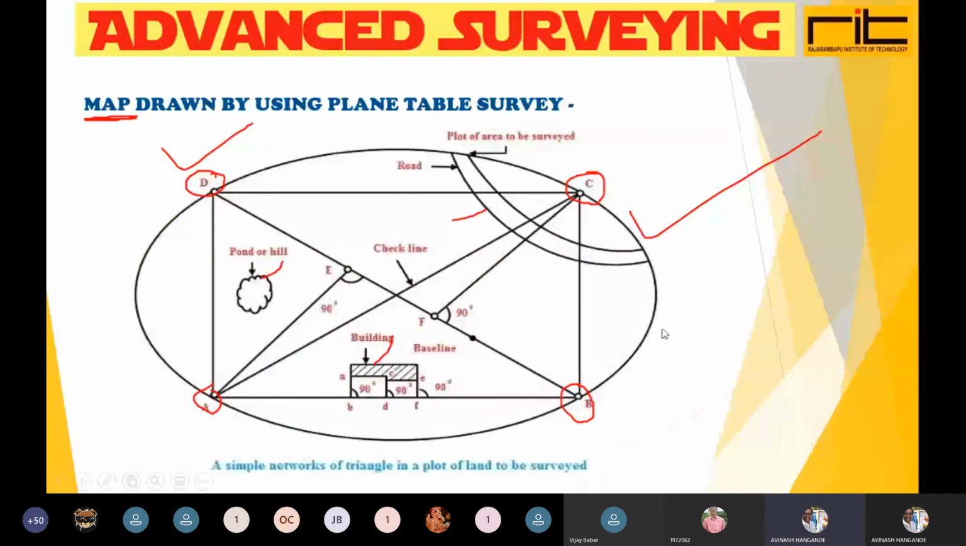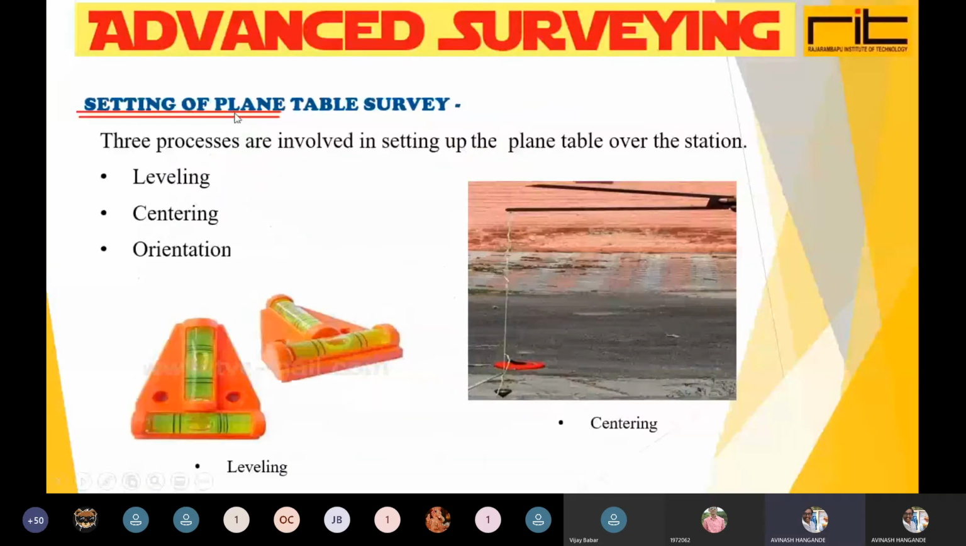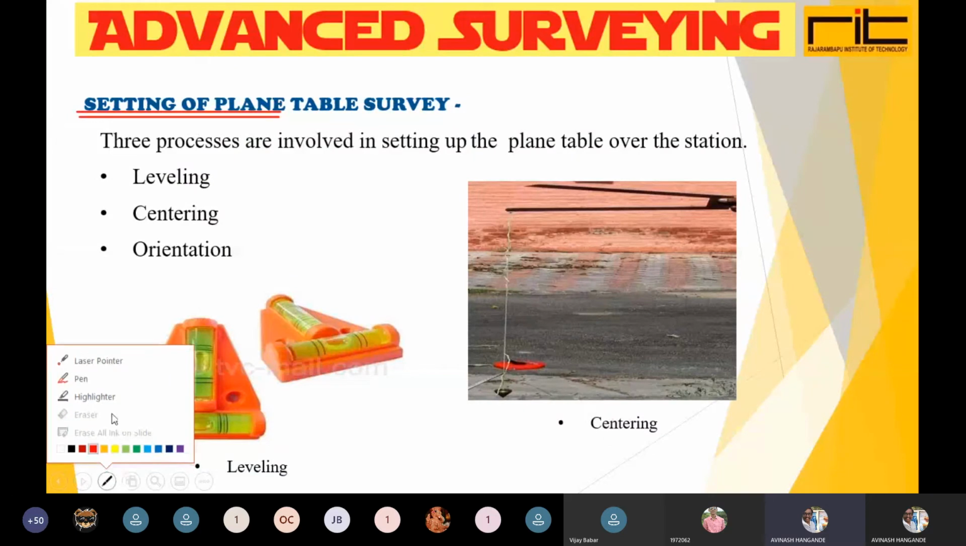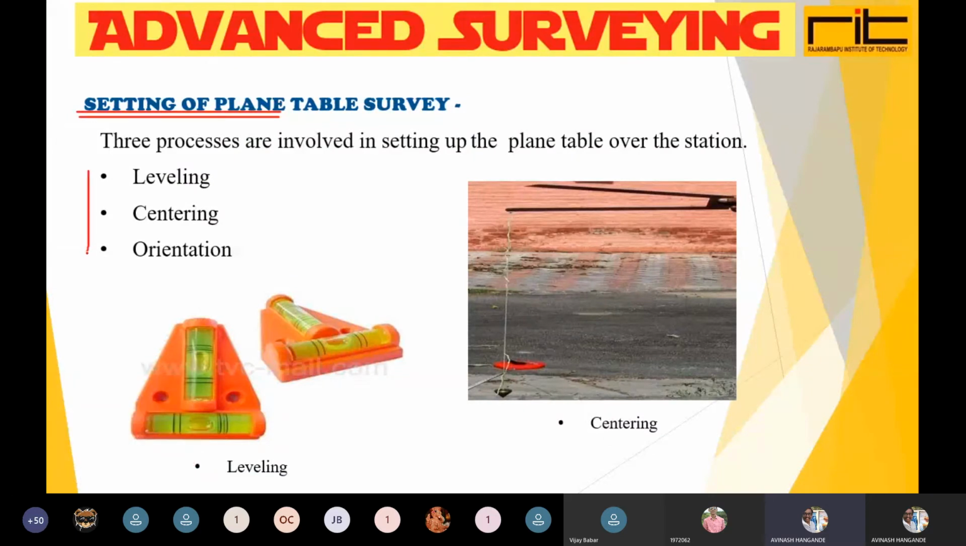So that is the use of the plane table. Then setting of the plane table. In setting we have 3 steps. First step is leveling. That leveling is done by this bubble tube, or spirit level. So leveling is basically done by this instrument, this accessory, and how to perform that leveling we had seen.